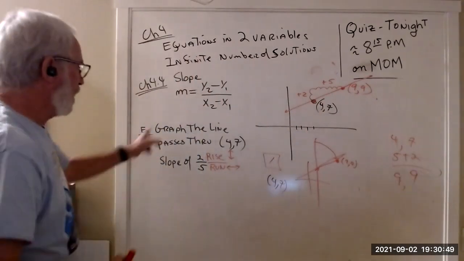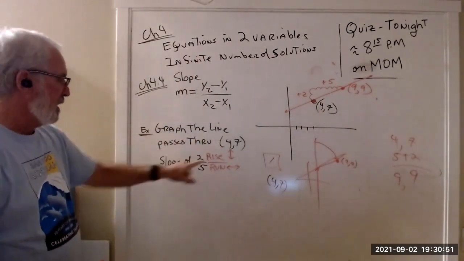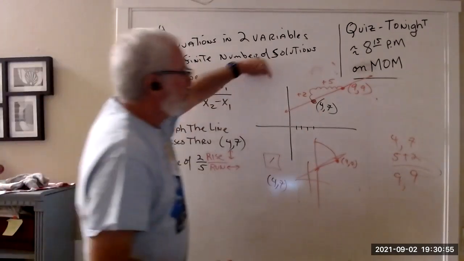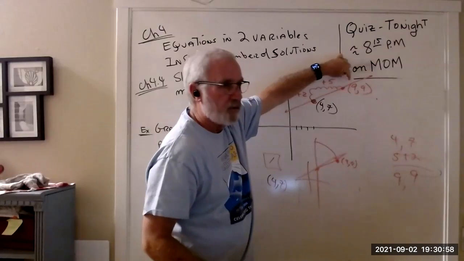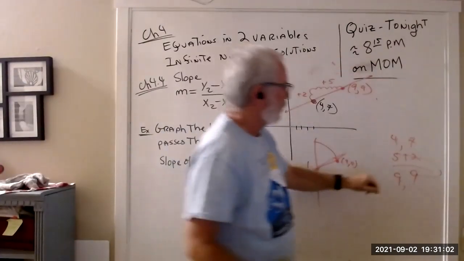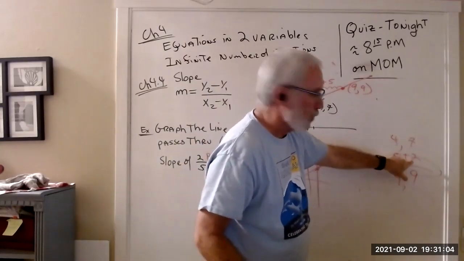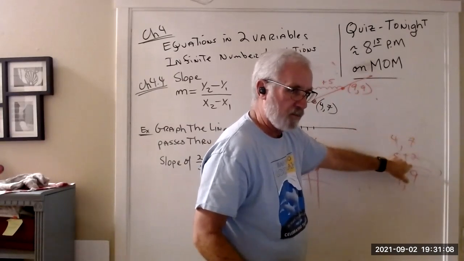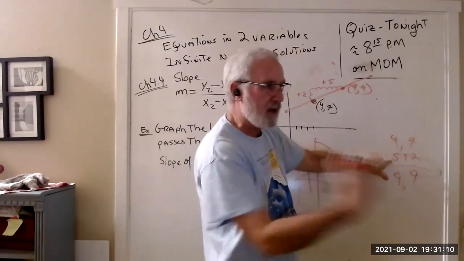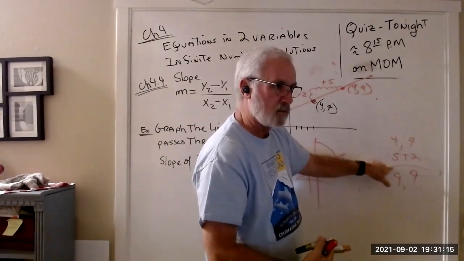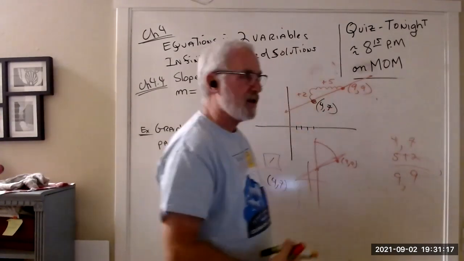So graph the line that passes through 4, 7 and has the slope of that. You get a rise 2, run 5. So you're going to have to figure out this extra point over here. And how did I do it? Off on my scratch paper, I said when I rise 2, I change the Y value. When I run 5, I change the X value. Okay, and that's how I get that new point.